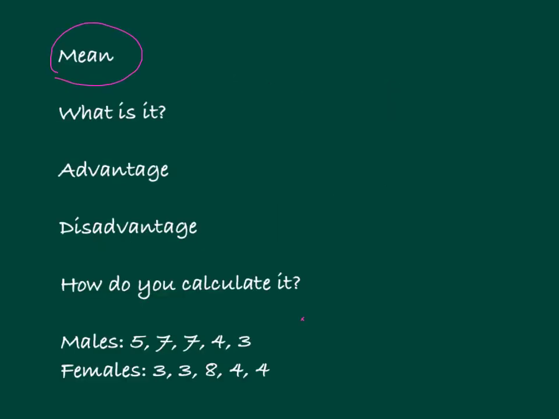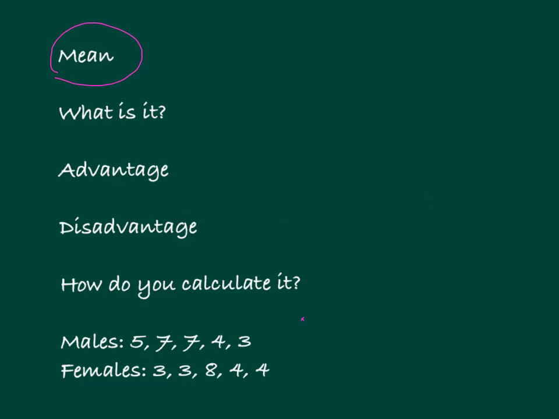So the first one that we're going to look at is the mean. The mean, you'll be asked questions: what is it, or be asked to describe the mean. You'll also be asked an advantage, a disadvantage, and you'll be asked how to calculate the mean. So please pause the video and answer those 4 questions. A description, or what is it? One advantage, one disadvantage, and step-by-step calculation.